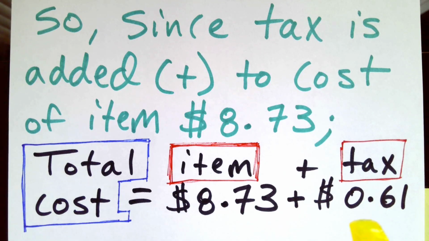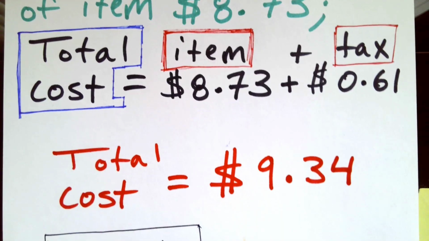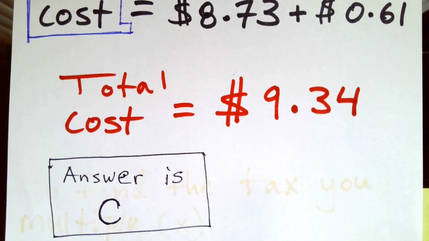0.61, excuse me. How do we find the tax? We multiplied the decimal value of the tax. 7% as a decimal is 0.07. We multiplied that times the item, and we got the tax value. Now, in order to get the total cost, you add them together. What did you come up with? Total cost is $9.34. Answer is C. Answer to that second question is C.